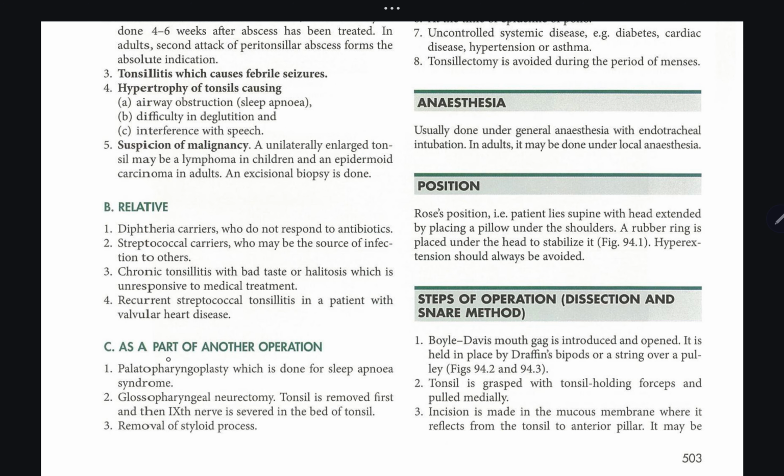C. As a part of another operation. 1. Palatopharyngoplasty, which is done for sleep apnea syndrome. 2. Glossopharyngeal neurectomy. Tonsil is removed first and then ninth nerve is severed in the bed of tonsil. 3. Removal of styloid process.